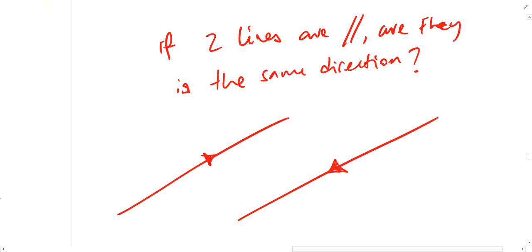But what if I do it this way? Are these two lines still parallel? Yes, they are parallel. But are they in the same direction? No. Okay, so you must know this. When two lines are parallel, they may be in the same direction or in the opposite direction. It's either the same or opposite for parallel lines.